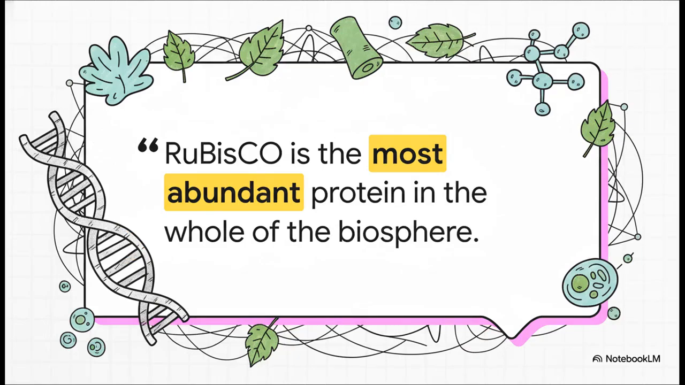And the sheer scale of this is just staggering. Listen to this. Collagen is the most abundant protein in the animal world, but an enzyme in plants called rubisco is the most abundant protein in the entire biosphere. Proteins aren't just a part of life. In so many ways, they are life in action.